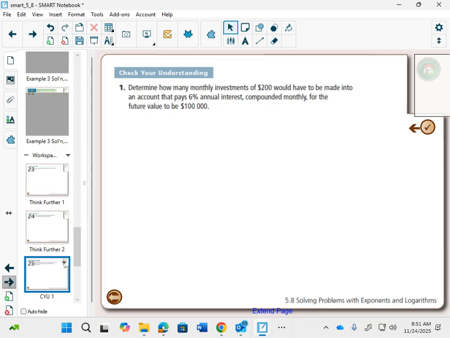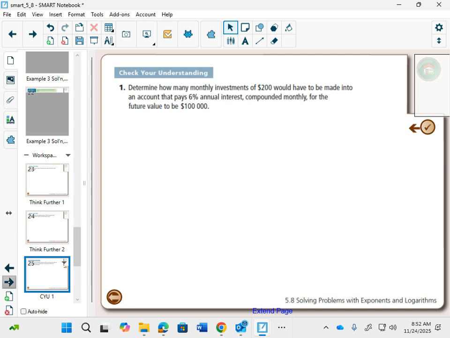So you're working and you want to save some money. So you decide to put $200 a month away into an account, and this account pays 6% annual interest, compounded monthly. How long do you have to wait before you have $100,000? That's a lot of money, $100,000, just putting $200 a month away.